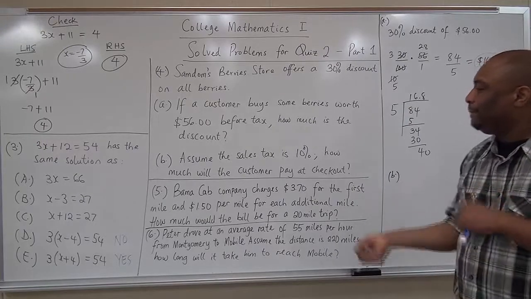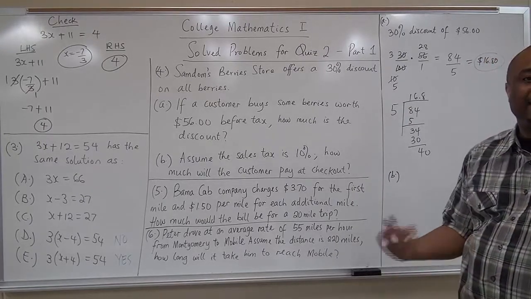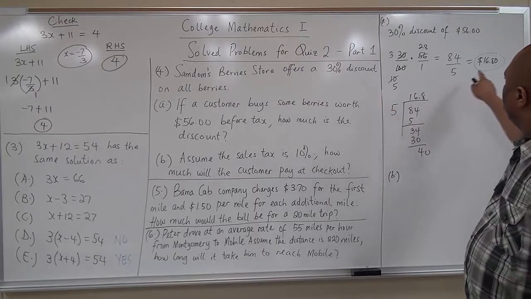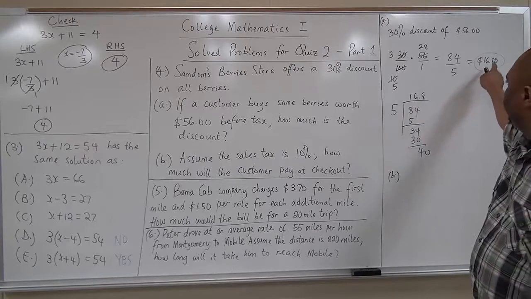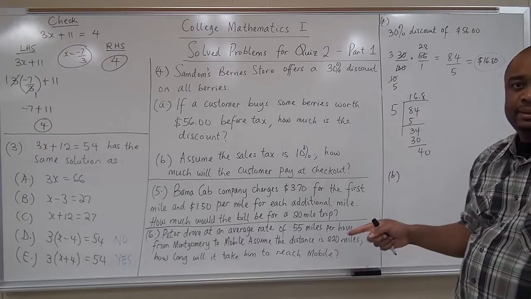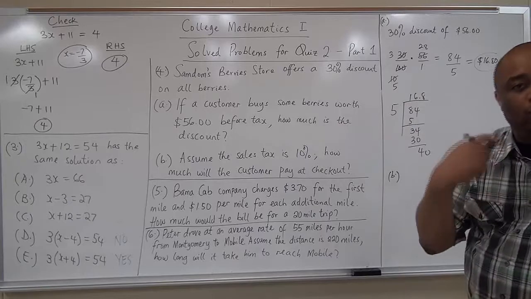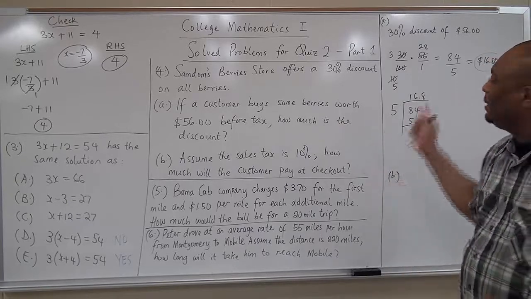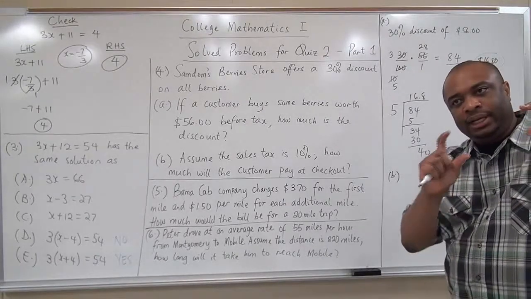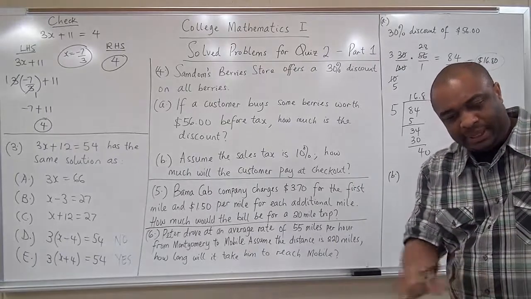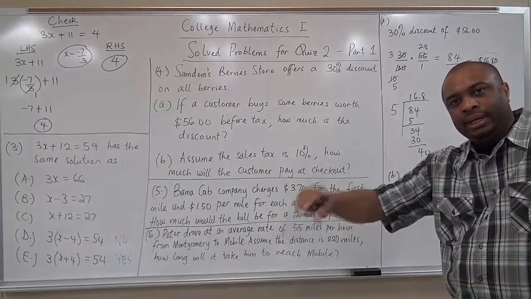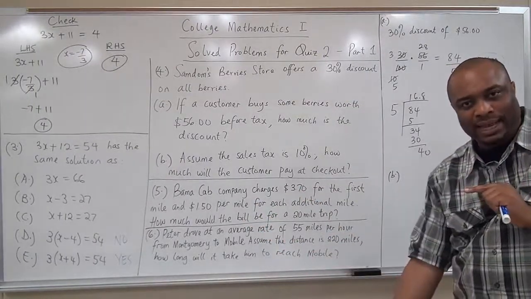What of 4B? Assume the sales tax is 10%. How much would the customer pay at checkout? All right, so this is the discount here, $16.80 before tax. Now, what is the amount that the customer will pay after the discount? Because when they ring it up, if it's a discounted item, it will show the original price and it will say 20% off or 30% off, which tells you how much the discount was. Then you now subtract and then you now add tax.